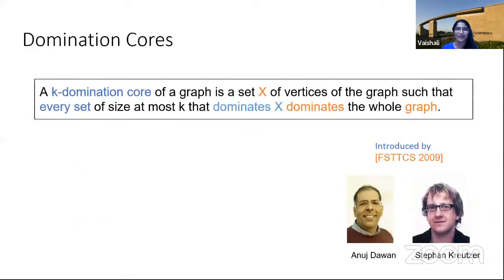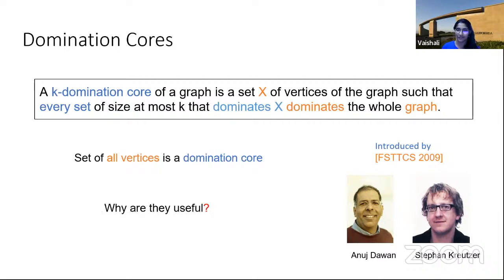Okay. With that, let me quickly dive into the techniques that we use for our main result. So we use something called domination cores as a main part of our result. A domination core is nothing but a set of vertices such that every set of size at most k that dominates this set dominates the whole graph. So if we have a domination core, then it's enough for us to just find a dominating set that dominates this domination core. A trivial domination core is the set of all vertices of a graph.